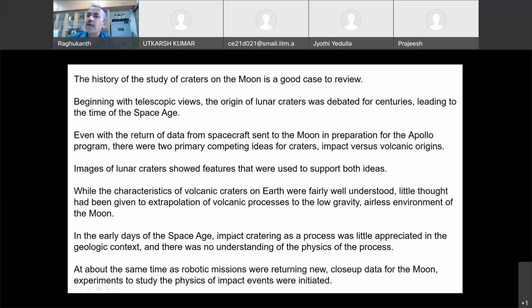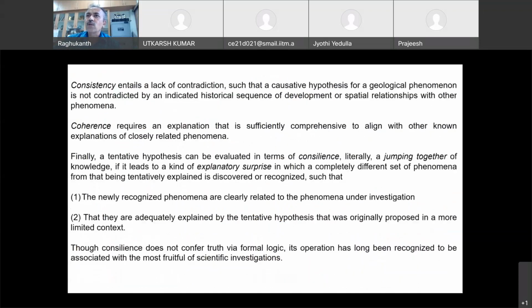People said on the moon all craters are of volcanic origin only, and impact cratering was not taken up in the olden days. But as more and more data came into the picture, the support for impact cratering became more dominant, and now we have understood these things in a better fashion. That's what I told you, this is consilience. That is an important word: as more data becomes understood, new things may come up.